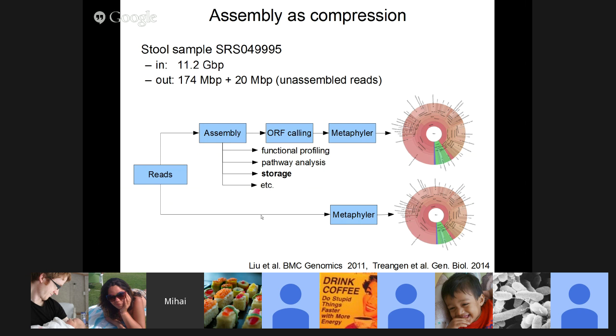And this makes a lot of intuitive sense. If I have an organism that's present 10,000 times in my sample, there's no point in analyzing every single gene in that organism 10,000 times. You should only analyze them once, and assembly helps you do that.